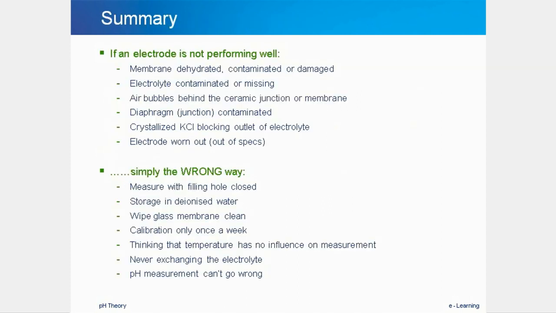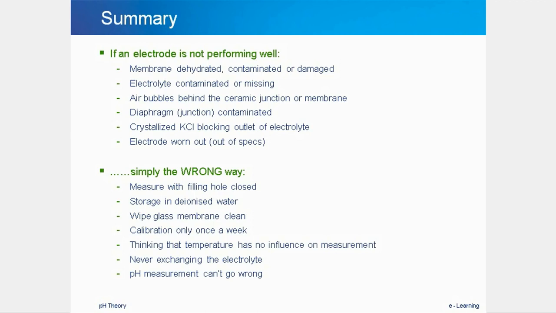As a brief summary of what one should and shouldn't do with pH measurement, a few troubleshooting points and some things that you absolutely shouldn't do with a pH measurement are given. What can be the cause that an electrode is not performing well is that the membrane is dehydrated, contaminated or damaged. Also, the electrolyte can be missing or contaminated with another chemical. There can be air bubbles behind the ceramic junction or behind the membrane. The junction can be blocked or contaminated, or crystals from the reference electrolyte can be interfering. Another possibility is that the electrode is just worn out and should be replaced.